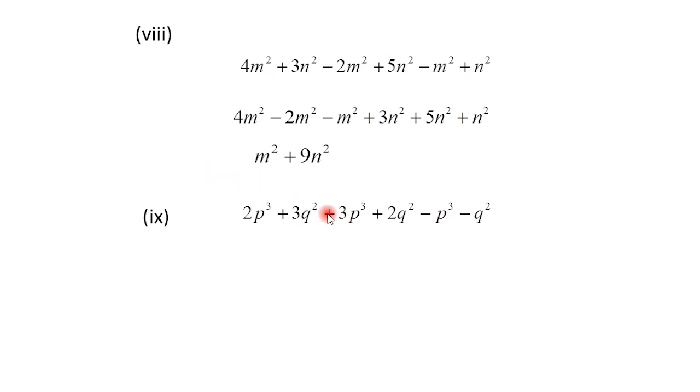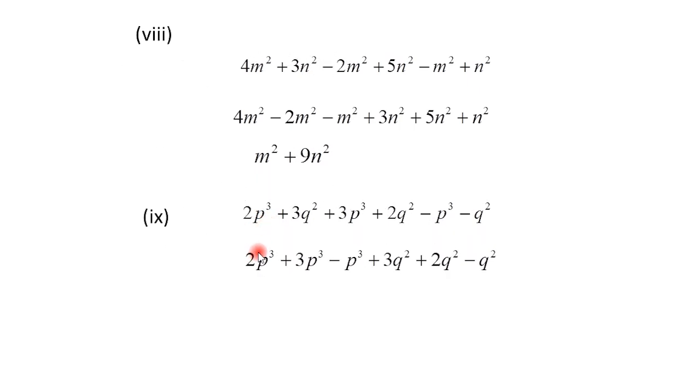We have 2p to the power of 3 plus 3q to the power of 2 plus 3p to the power of 2 plus 2q squared minus p to the power of 3 minus q to the power of 2. Again, you put all the p's in the front and the q's after that.